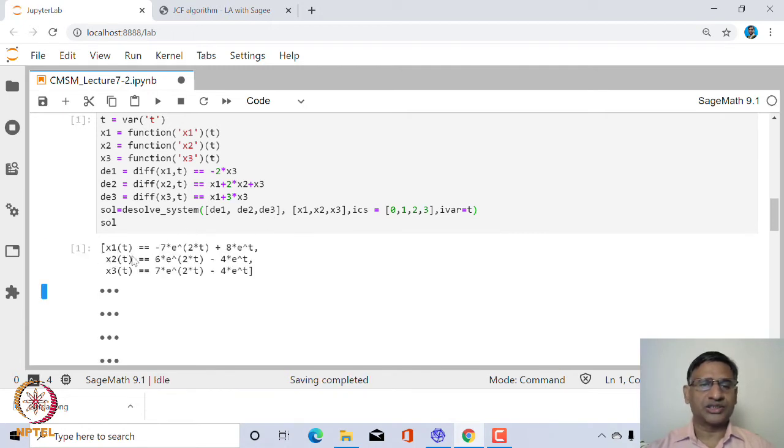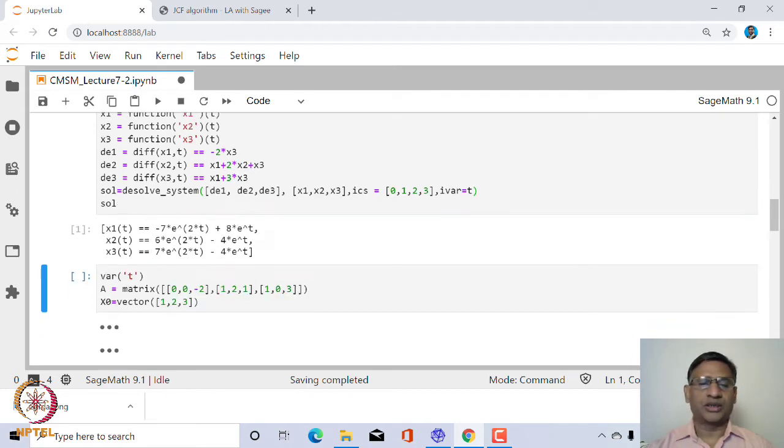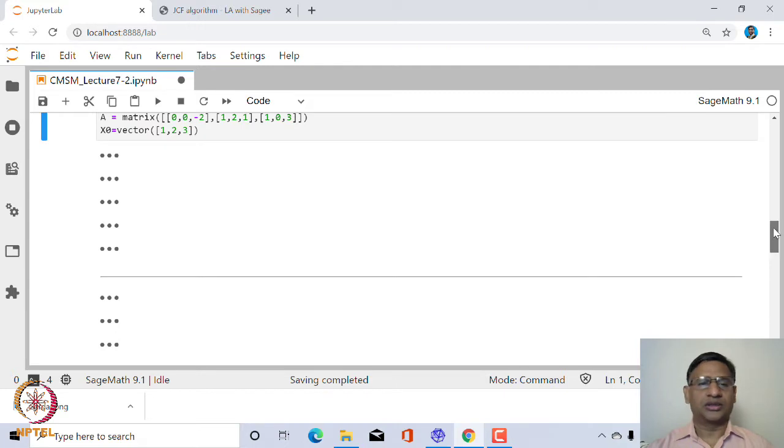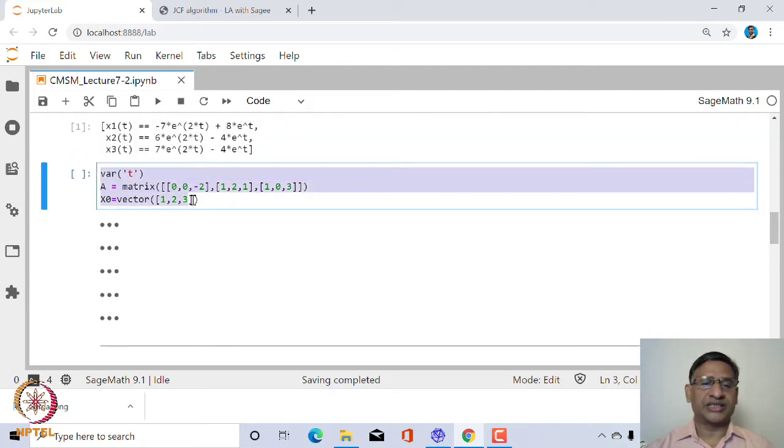It may take a few seconds, but it will give you the solution, right. So this is the solution. x1 of t is minus 7 into e to the power 2t plus 8 into e to the power t. Second, x2 of t is 6 e to the power 2t minus 4 e to the power t, and x3 is 7 e to the power 2t minus 4 into e to the power t. That is the solution. Now we want to look at how we can solve this using the diagonalizability method, right. So first let us define this coefficient matrix A and the initial vector x naught.